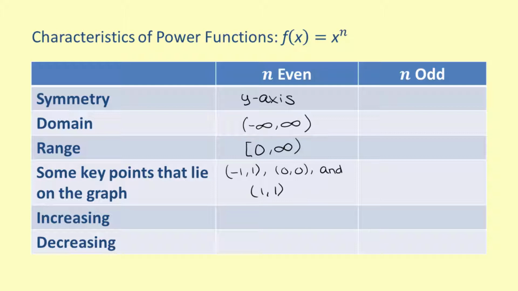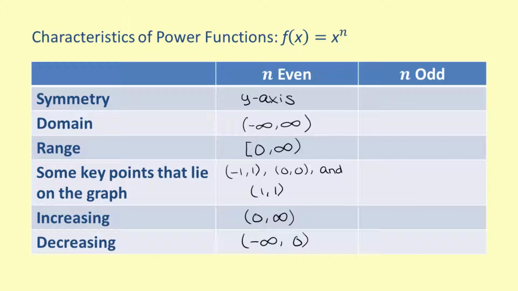These points will always be on the graph of x^n when n is even, because, as we said, when we raise -1 or 1 to any even power, the result is 1. Similarly, 0 raised to any positive power will always be 0. The graph of this function looks kind of like the letter U. So the function falls from negative infinity to 0 and then rises from 0 to infinity. This means the function is increasing from 0 to infinity and is decreasing from negative infinity to 0.